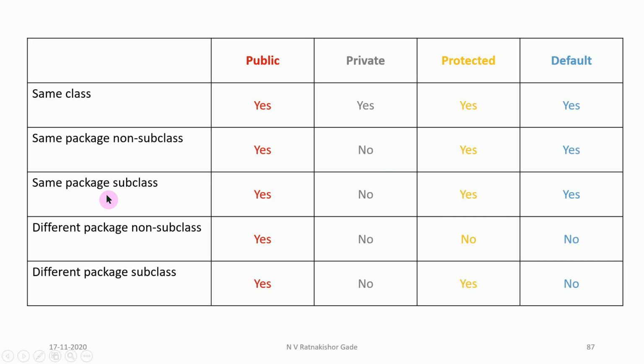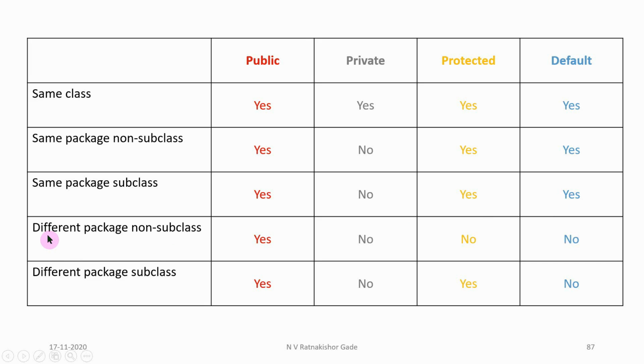And the visibility is now in the same package, but from the subclass you want to access a member. Then obviously you can use the access modifier public here, but you cannot use private. You can use protected as well as you can use default, because both the classes are present in the same package. Now the last two belong to different packages.